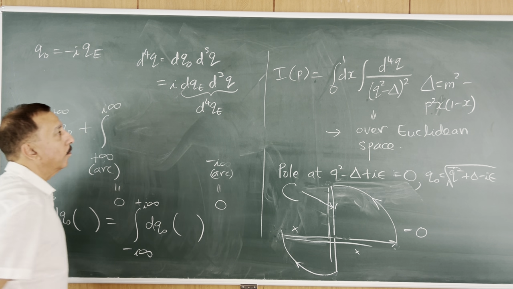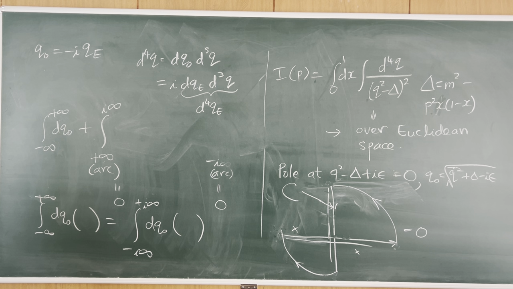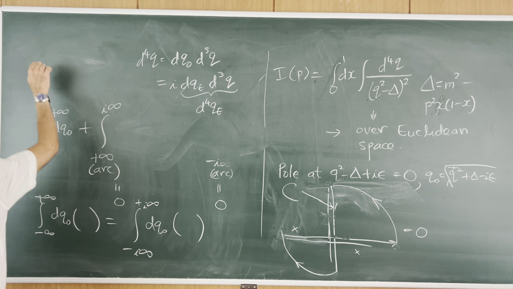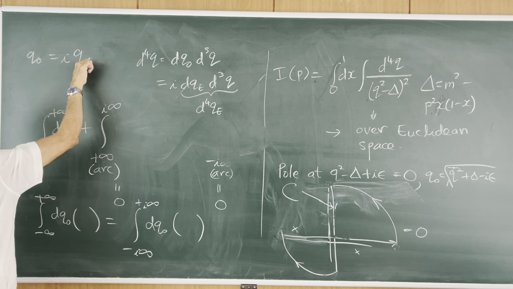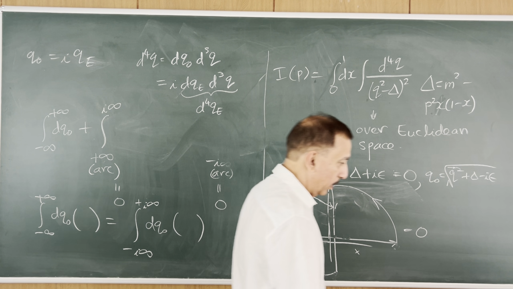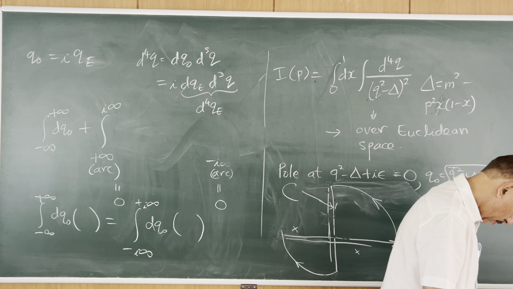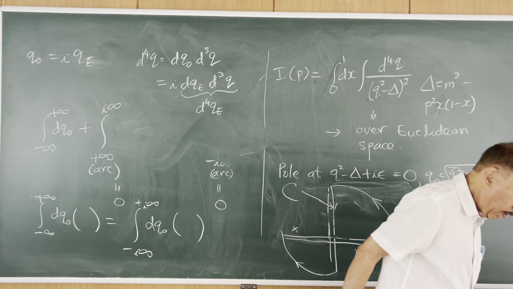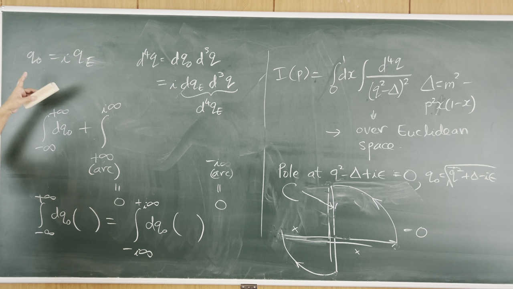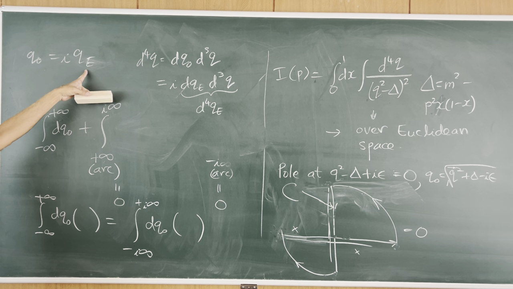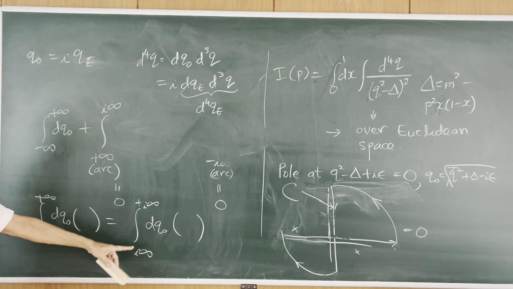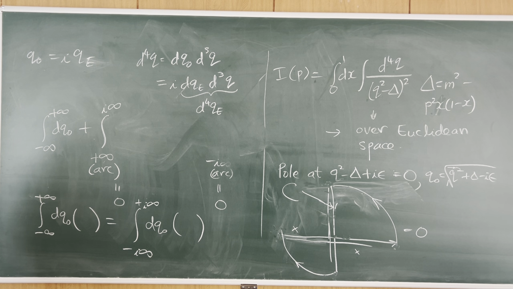Minus sign? No. Look for a minus sign. Where is it? dq0, you substituted q0 for minus i qE. No. This is wrong. q0 is i qE. Thank you. And let me just verify that. Yes, qE is minus i q0. q0 is i qE. So if q0 is minus i infinity, then qE is minus infinity. Yes, and therefore everything else follows.